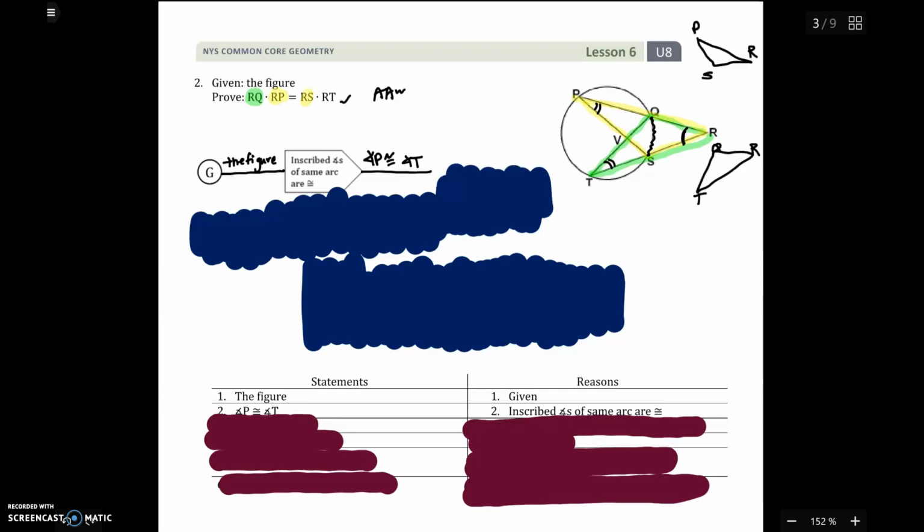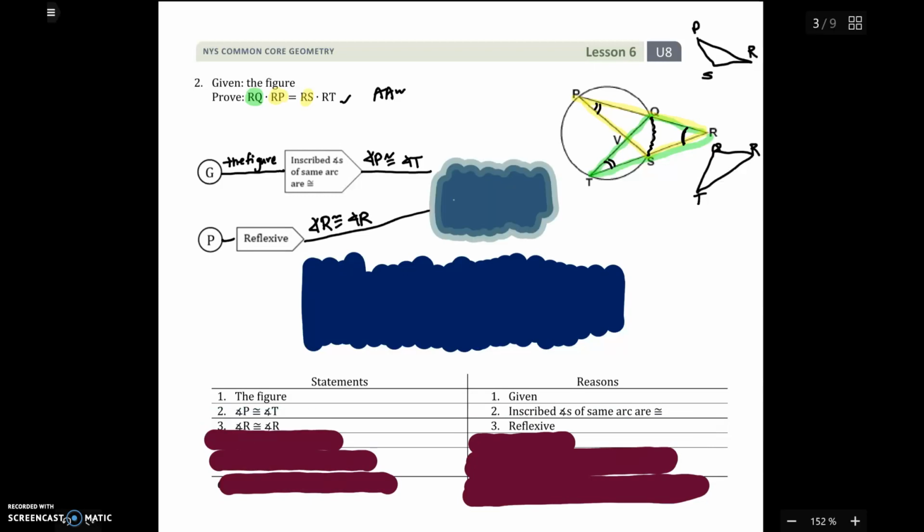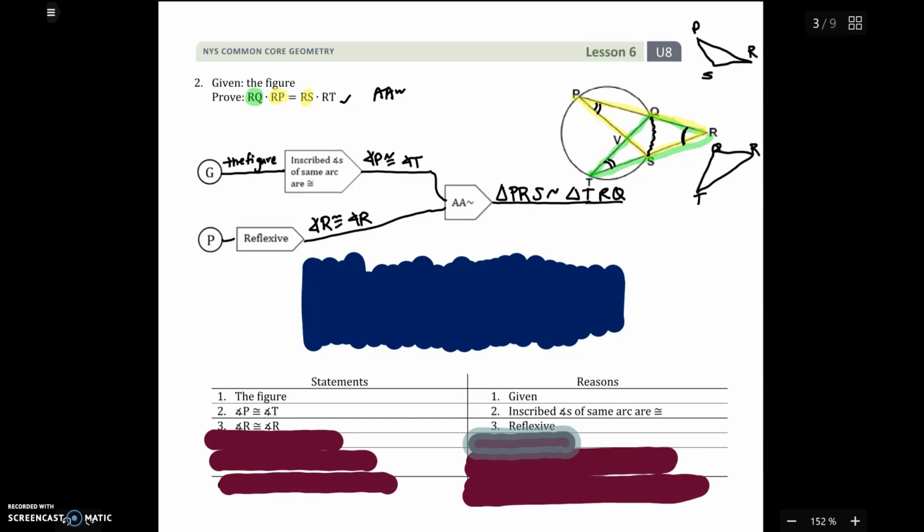And then I said, okay, I have reflexive angle R. So I'm going to use my picture and reflexive, and I'm going to say that angle R is congruent to angle R. Same thing down here. And then I have my two angle pairs that I need for AA. So I'm going to bring those into my AA block and use that to say that triangle PRS is similar to triangle TRQ. And I did the same thing here. Angle, angle makes the triangles similar.